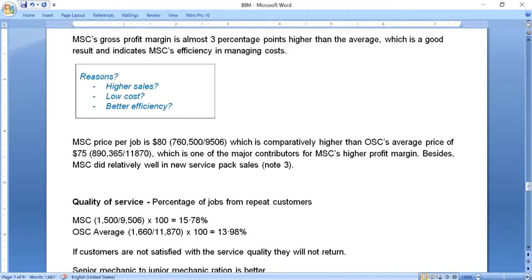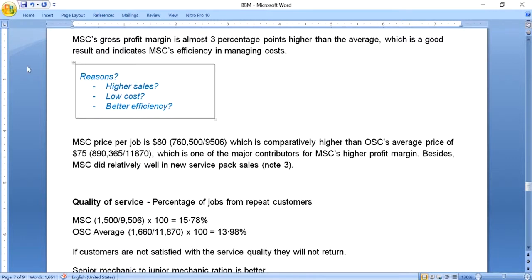All right, so just state this. Besides, MSC did relatively well in new service pack sales. All right, so that means what? We have charged more to our customers, and we have done better in terms of generating sales from new products. So our total sales was higher, and that is why our gross profit percentage went up.